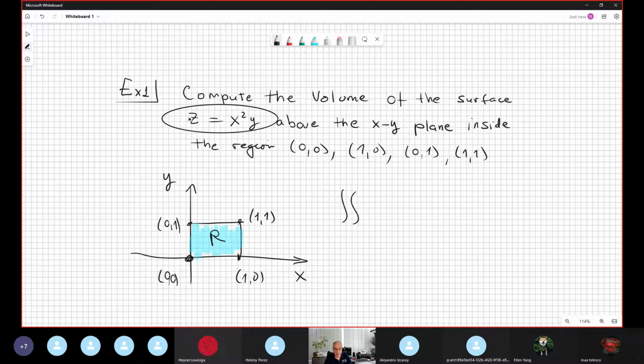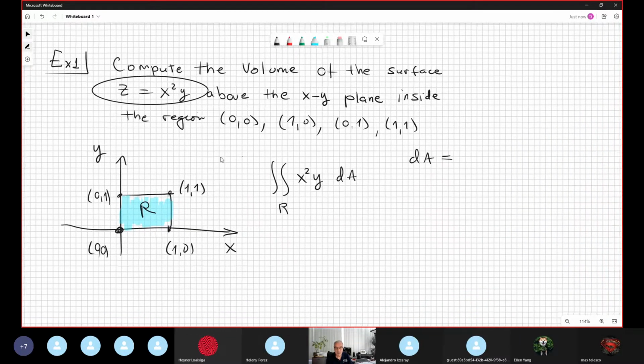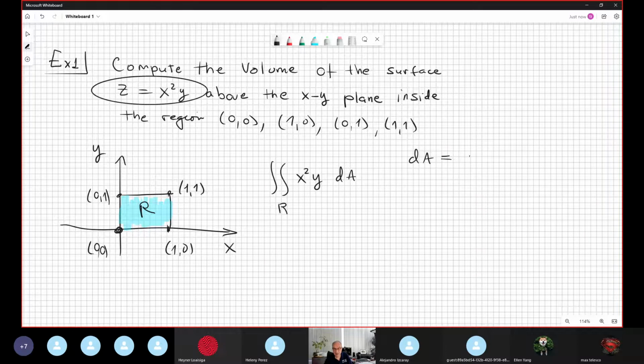Double integral in the region R. The integrand function is x squared y, and you put here dA. Entonces, okay, who is dA? Let me explain in detail that part. Pay attention, this is super important. Bueno, dA es dx dy, or dy dx. And this depends on the direction of the integration.